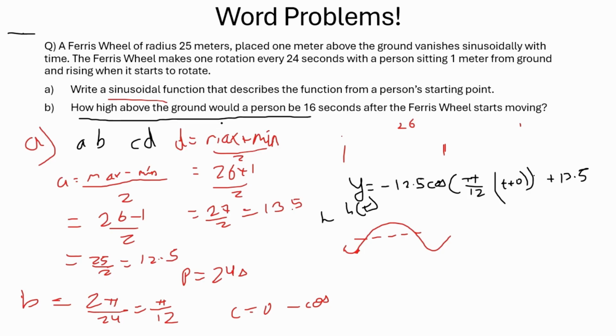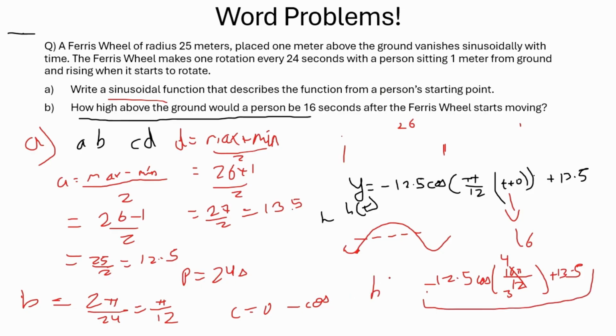Now, how high above the ground would a person be 16 seconds after the Ferris wheel starts? Well, all you do is take this t and plug in 16 seconds for it. So you get negative 12.5 cos of 16 pi over 12, because 16 plus 0 is 16, times pi over 12. So this becomes 4 over 3 pi, plus 13.5. This is a calculator question, so just plug it in and you'll find your height. And that's it for trig.